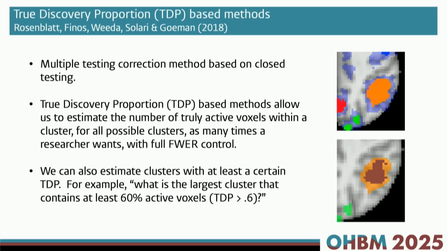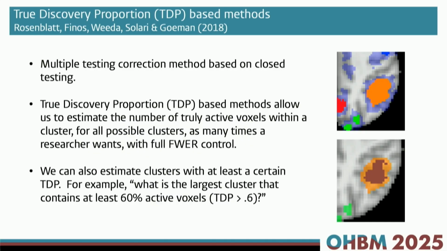So we can define the clusters beforehand. We can define the clusters after we see the data. We can change the clusters while we're doing analysis. We can do a Z threshold for one cluster and not for another. And still we have full family-wise error rate control over the number of clusters in the activation that are significant. So this sounds a bit too good to be true in a way, and it's not.